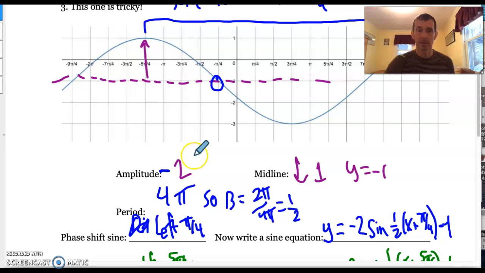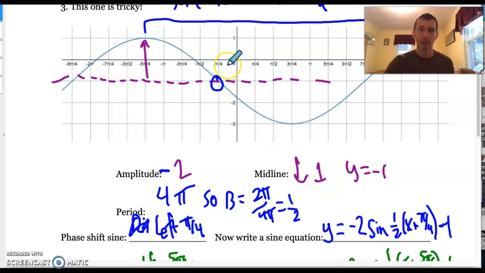And if I find a starting point for sine, which is at the midline, that's right here. That's a shift to the left, pi over 4. And notice it goes down, which means it would have to have a negative value in front of it. So my equation would be -2 sine 1/2 outside of the parentheses, x plus pi over 4. It's the land of opposites, so left is a plus, and then down 1 is -1.